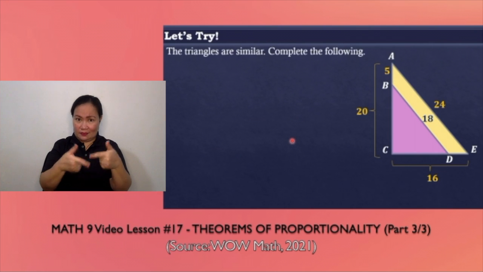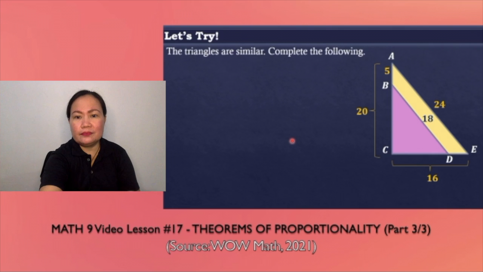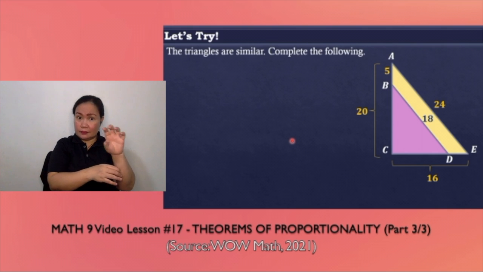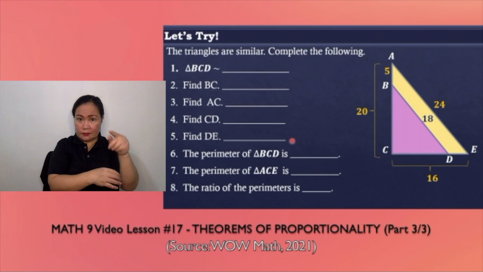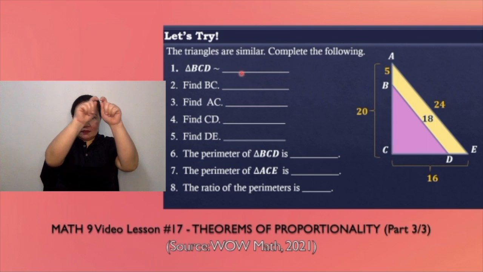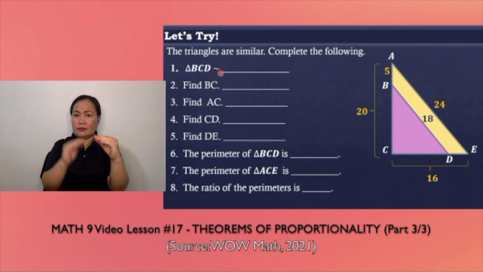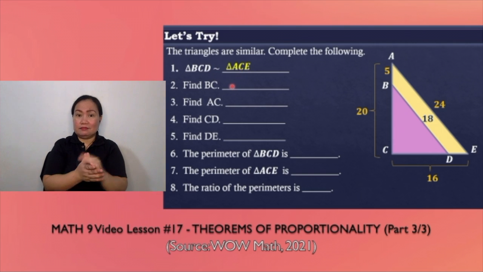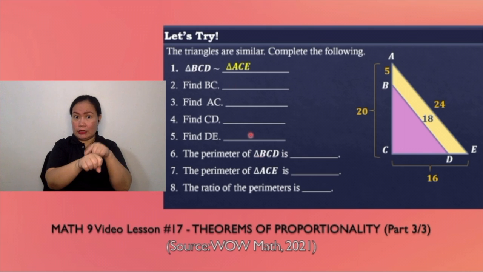Okay, so let's try. The triangles are similar. Since they are similar, the corresponding angles are congruent and their corresponding sides are proportional. Complete the following. I will be answering number 1. Triangle BCD is similar to triangle ACE. I am giving you 30 seconds or 1 minute to answer. If the time is not enough, you may pause the video.